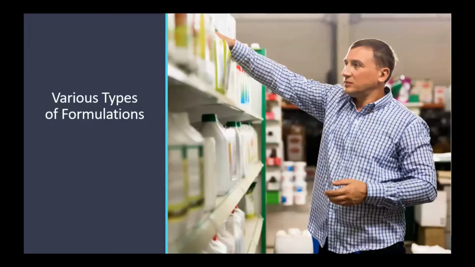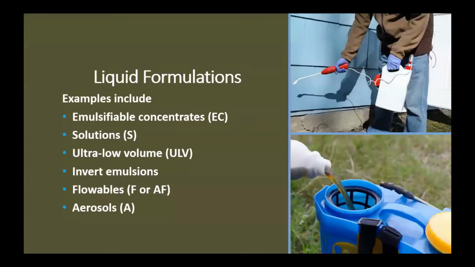Pesticides come in various types of formulations. There are liquid formulations, dry formulations, and some very unique formulations that don't quite fit into the liquid or dry formulations categories. Most people are familiar with liquid pesticide formulations, but they probably didn't realize how many different liquids exist. A few examples are emulsifiable concentrates, EC, solutions, S, ultra low volume, ULV, invert emulsions, flowables, F or AF, and aerosols, A.